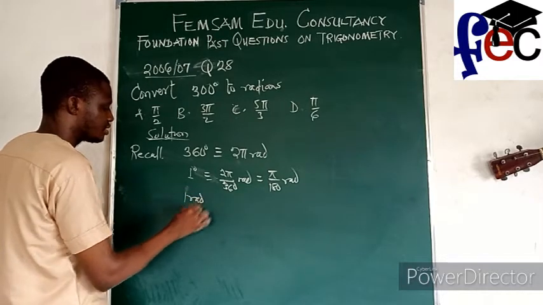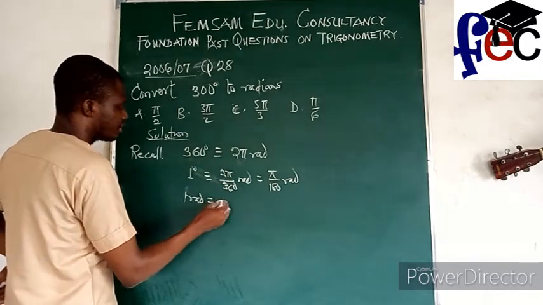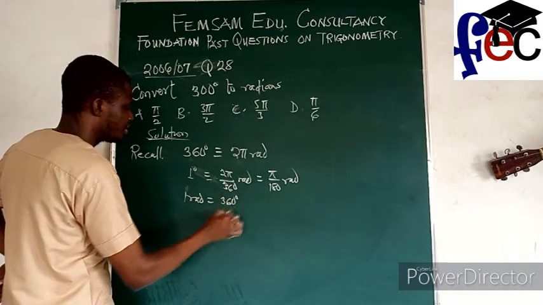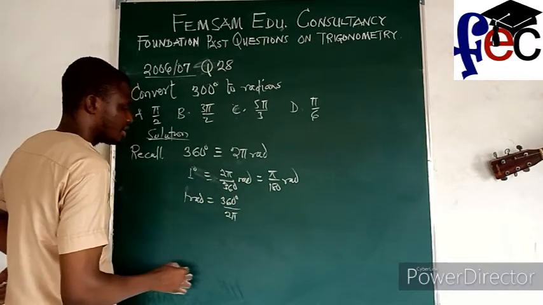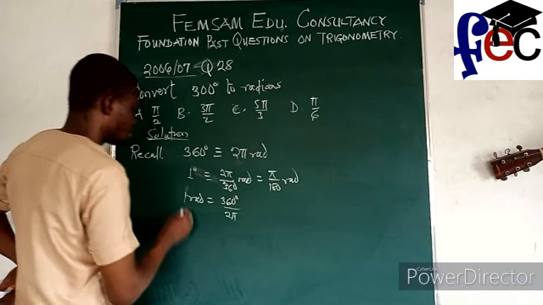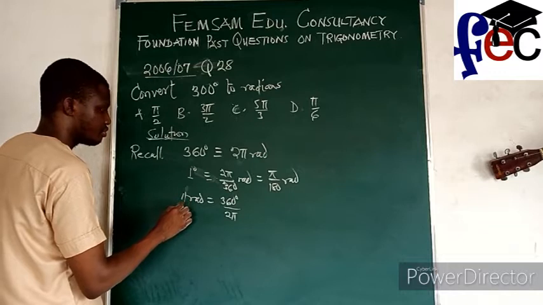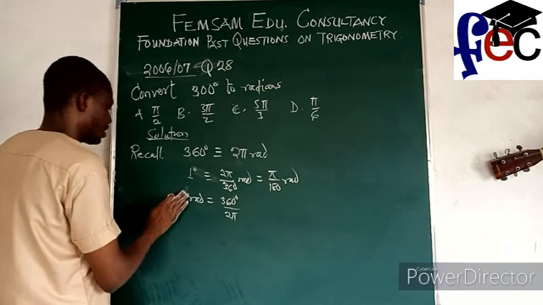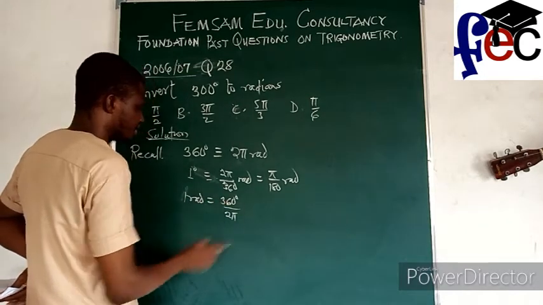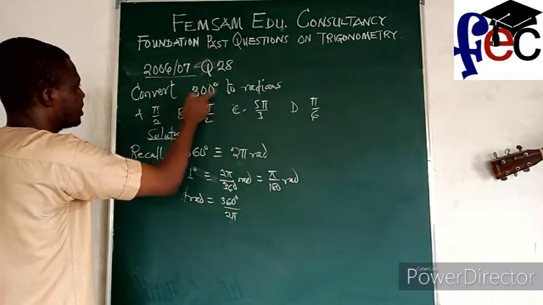And if you want to get 1 radian, 1 rad is going to be equal to what? Divide both sides by 2 pi in degrees. So 1 rad is going to be equal to 360 degrees divided by 2 pi. So now I am to convert 300 degrees to radian.